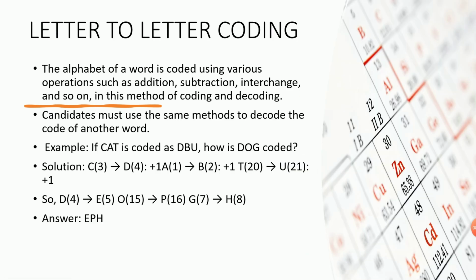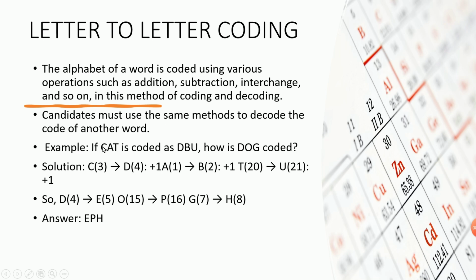First one, letter to letter coding. As I said, the alphabet of a word is coded using various operations such as addition, subtraction, interchange, and so on. We have to identify whatever pattern it is following. So if CAT is coded as DBU, how is DOG coded? So here, what is the difference?